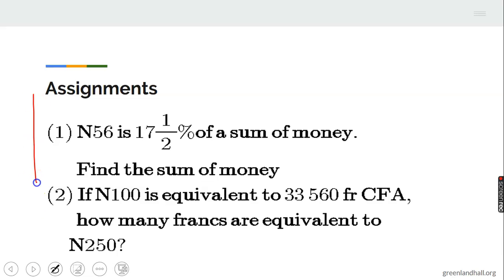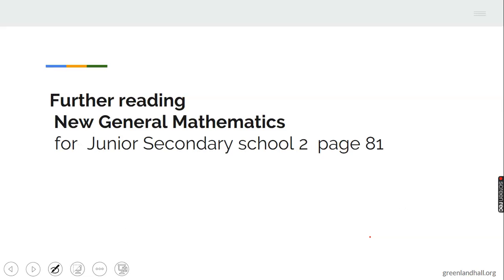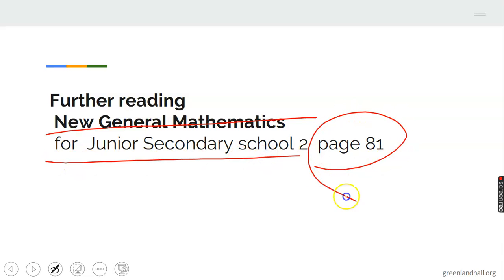This is an assignment for you to quickly play with, and this is the summary. For further reading, go to your New General Mathematics Junior Secondary School Book 2, page 81.